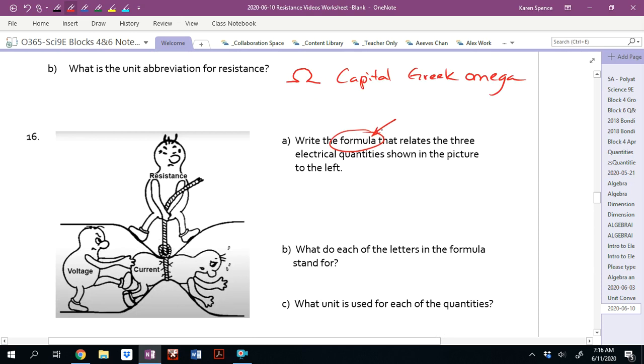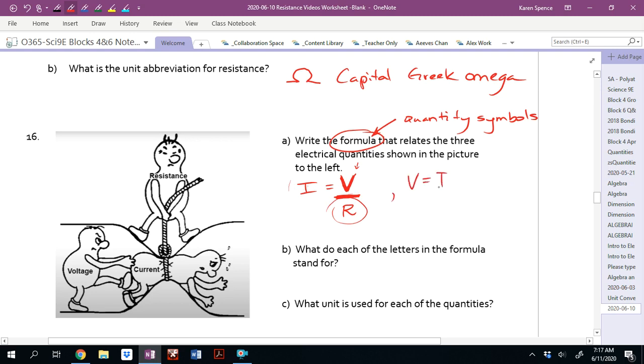Write the formula, and remember for the formula, we use the quantity symbols. Write the formula that relates the three electrical quantities shown in the picture. Well, there's three ways you can write it. I'm going to write it in the way that makes sense in this diagram: the current is proportional to the voltage, but inversely proportional to the resistance. So I is equal to V over R. As V gets bigger, if I made the top part bigger, the current would also get bigger. If I made the resistance bigger, this number is divided by resistance, so the current would get smaller. So that's one way you could have written it.